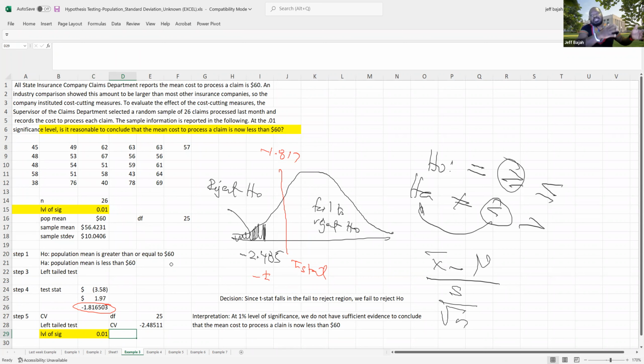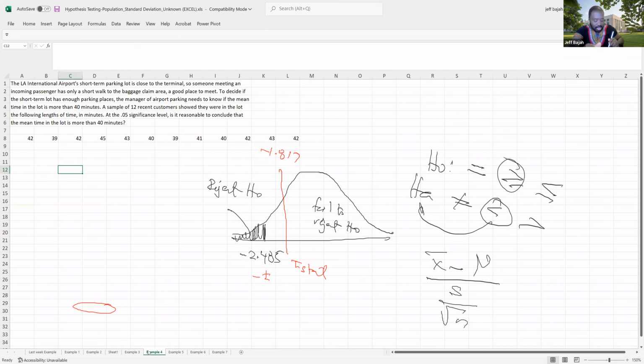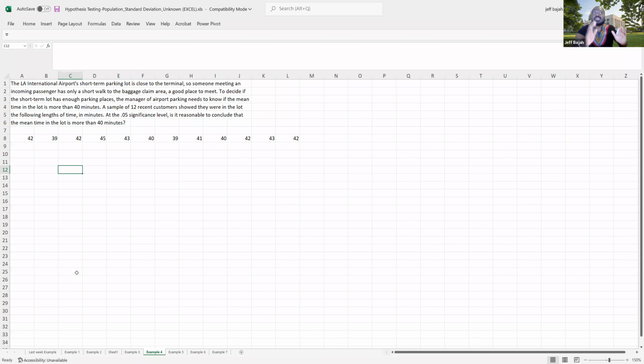This was a left tail test, right? So let's try if the question is asking for a right tail test. So we'll try question 4. Now, I hope this is beginning to make some sense because we're trying to make this as easy as possible. Let's look at question 4.